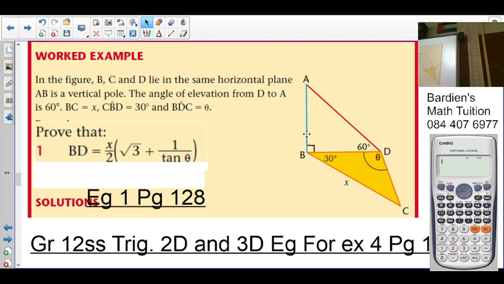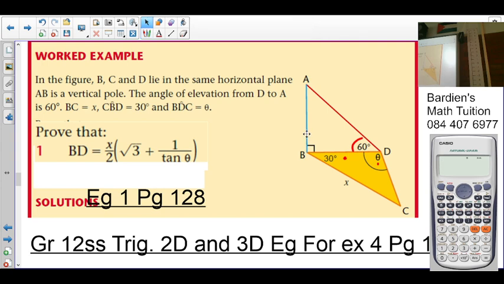Then we are told that the angle of elevation from D to A is 60 degrees, which is that angle there. Then we are told that BC is x, which is also marked in the diagram. Then we are told that CBD is 30 degrees, and that angle theta is also marked there. So everything in the diagram is in the introduction. Did you see that, people?